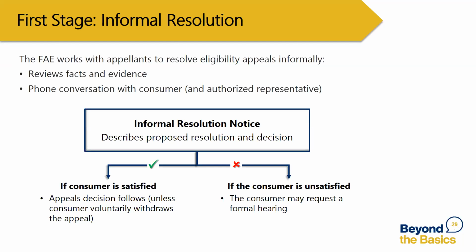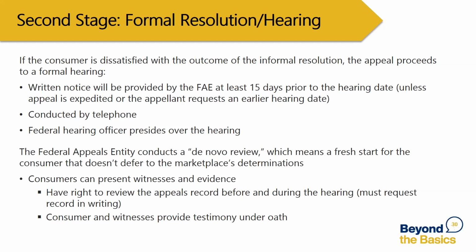In that case, this is the second stage of the appeals process. The consumer will get at least 15 days notice prior to the hearing date. These are again conducted by telephone, but in this case, it will be a federal hearing officer employed by the federal appeals entity who will preside over the hearing. The second stage is what we call in legal terms a de novo review. It's a fresh start.